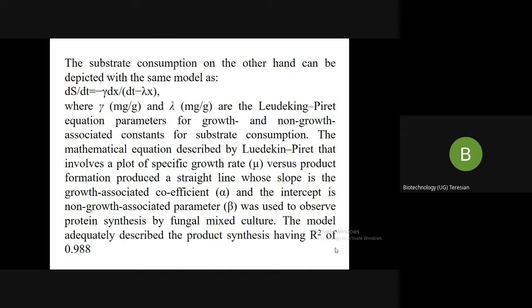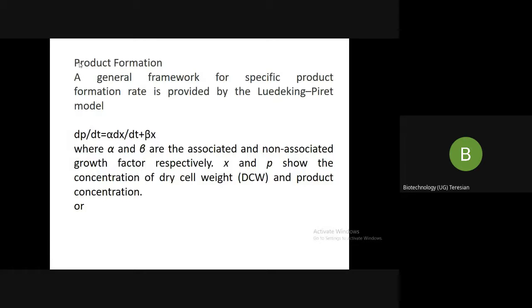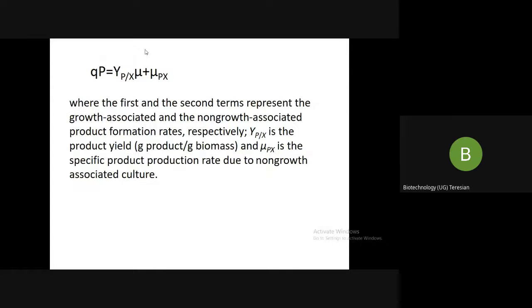So the model what you're seeing here, okay, in this picture, dS/dt is equal to minus gamma dX/dt minus lambda X. So this is also using the same LP model. This is also being predicted here. What is the difference? See here, in the previous class what we studied, we told this is the LP model for the product formation. This one.